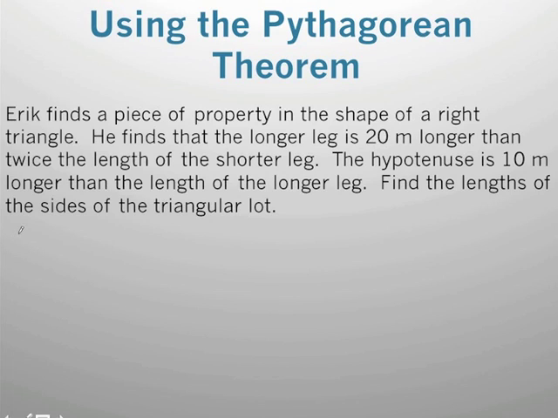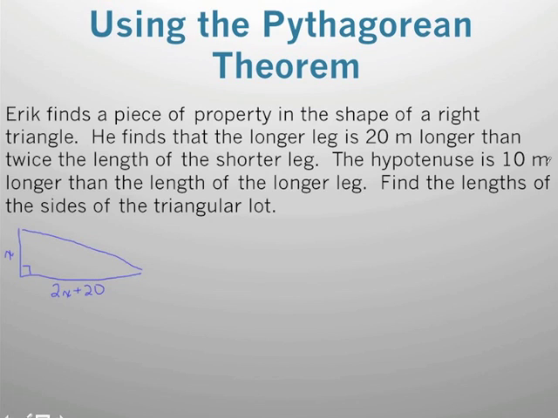Well, let's first draw a picture of this lot. Rough one here, the right triangle. The longer leg is 20 meters longer than twice the length of the shorter leg. So if my shorter leg is x, twice the length would be 2x. 20 meters longer would be plus 20.